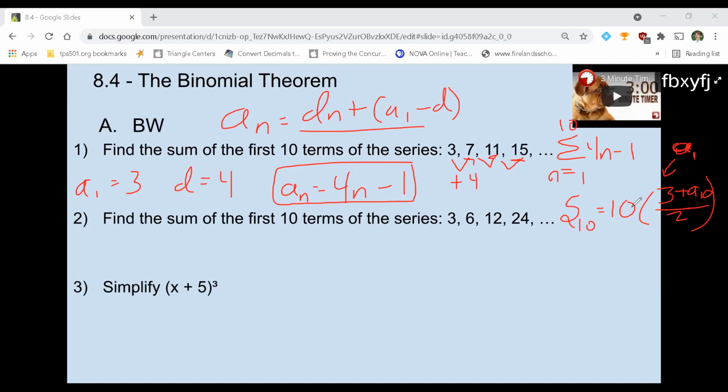3 plus the 10th term, whatever that is. What is the 10th term? 39. So it'll be 3 plus 39. That's probably the easier way to do it. 3 plus 39 is 42, divided by 2 is 21, times 10 is 210. And if you type that into your calculator, that's what you should have got, 210.